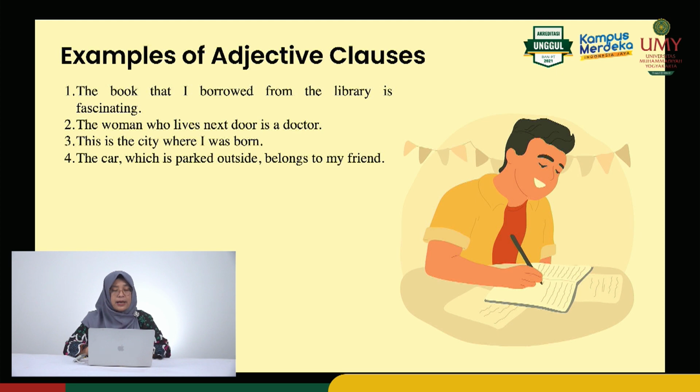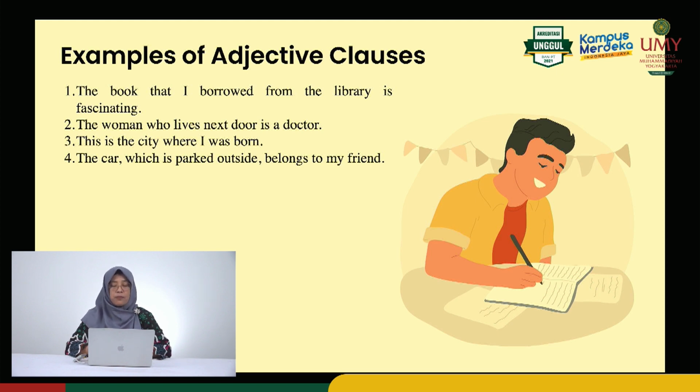And the third example is, this is the city where I was born. So for example, if I mention to you, hi guys, this is the city. What? What city, miss? Then I can explain more. This is the city where I was born. So this is the city where you were born, miss? Yes, correct. So again, where I was born is adjective clause, and it explains more about the noun, the city. And then in this sentence, it functions as the predicative noun. So this is the city where I was born.